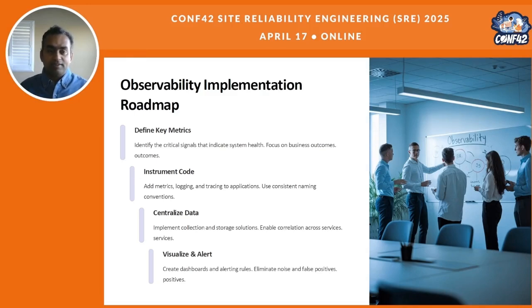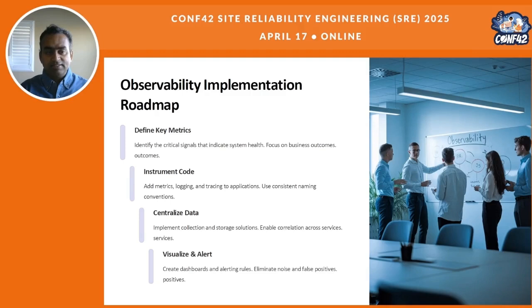The last aspect of it is visualizing and alerting. So we create dashboards and alerting rules and carefully ensure we continuously eliminate noise and false positives so that it's a high-quality alerting mechanism.